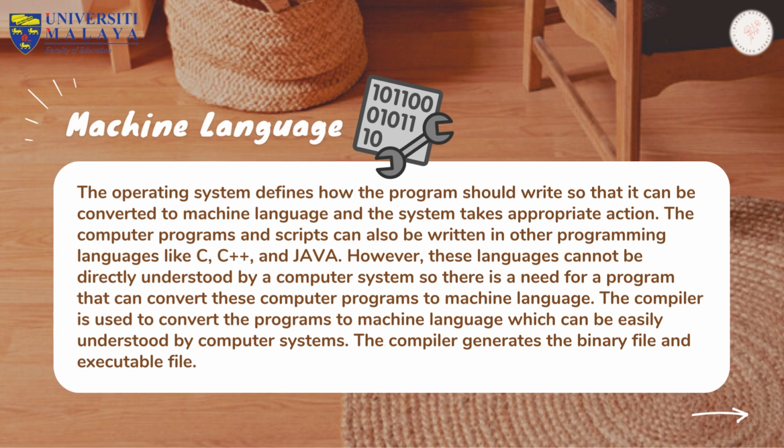system takes appropriate action. The computer programs and scripts can also be written in other programming languages like C, C++, and Java. However, these languages cannot be directly understood by a computer system, so there is a need for a program that can convert these computer programs to machine language. The compiler is used to convert the programs to machine language, which can be easily understood by computer systems. The compiler generates the binary file and executable file.